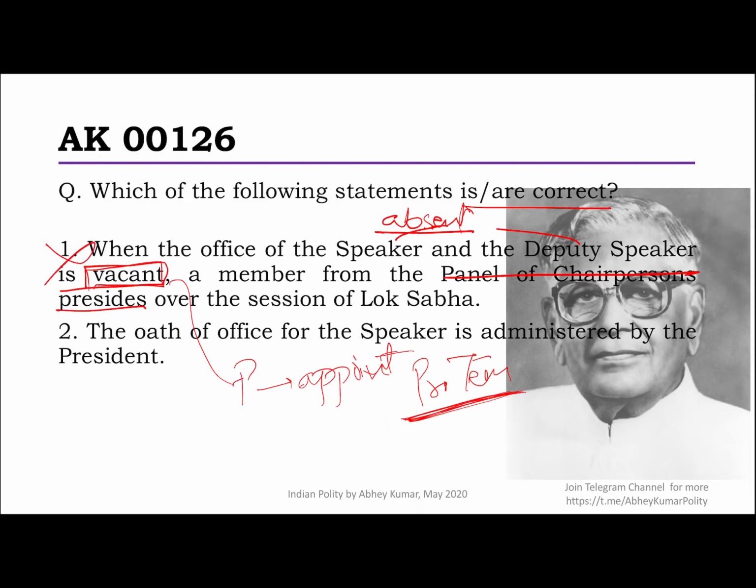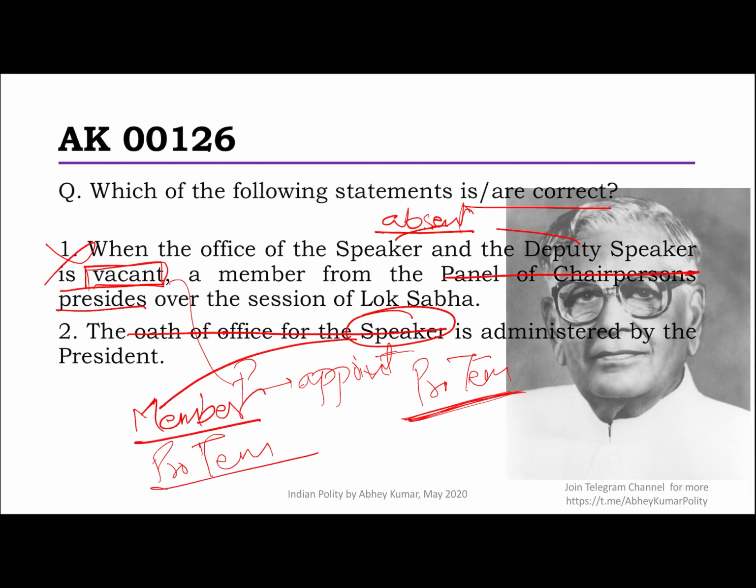Then secondly, the oath of the office of the speaker is administered by the president. First thing, there is no oath of office of the speaker, right? There is no oath of office of the speaker. Yes, the speaker is a member, so their oath will be there only as a member of the house. And that oath is administered, like all the other members, by the speaker pro tem, right? But that is not the oath of office of the speaker.